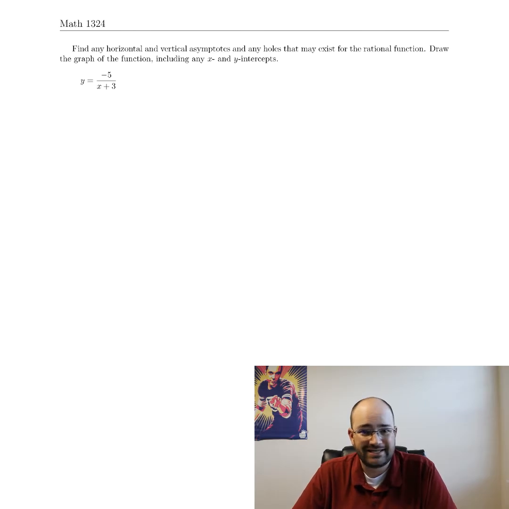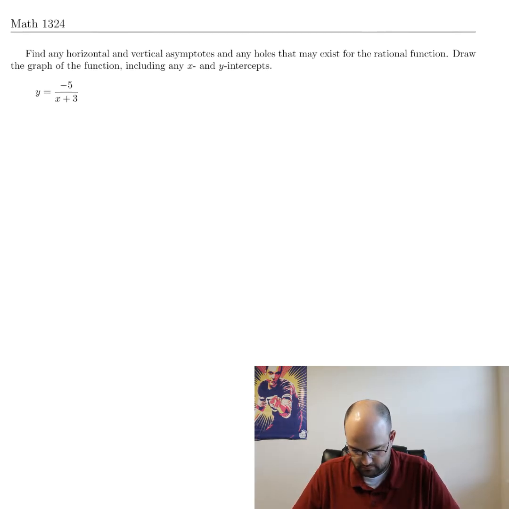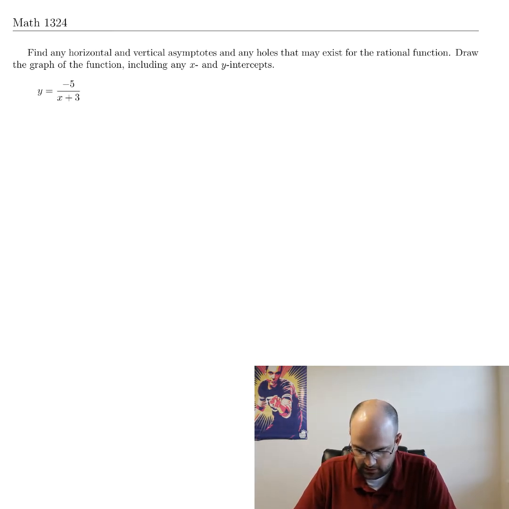This is Chapter 10, Section 3, Example 5, I believe. Here we want to find any horizontal and vertical asymptotes, and any holes that may exist for the rational function. We want to draw the graph of the function, including any x and y intercepts.